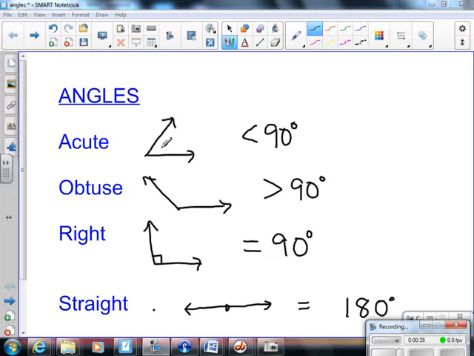How you can check if you don't have a protractor to measure and see if they are acute or obtuse is to do what we call the paper test. Place the corner of your paper into the vertex, and this is the vertex where the two rays connect on your angle. And if you cannot see one of the other rays, then it's going to be an acute angle. If you can see one of the rays of your angle, then it's going to be obtuse.